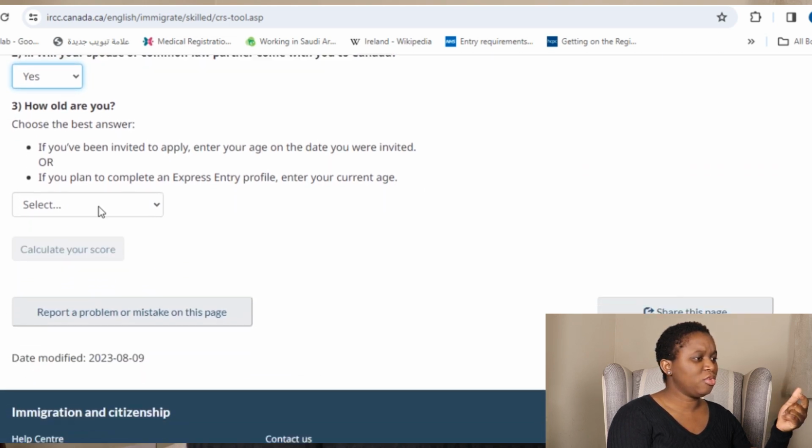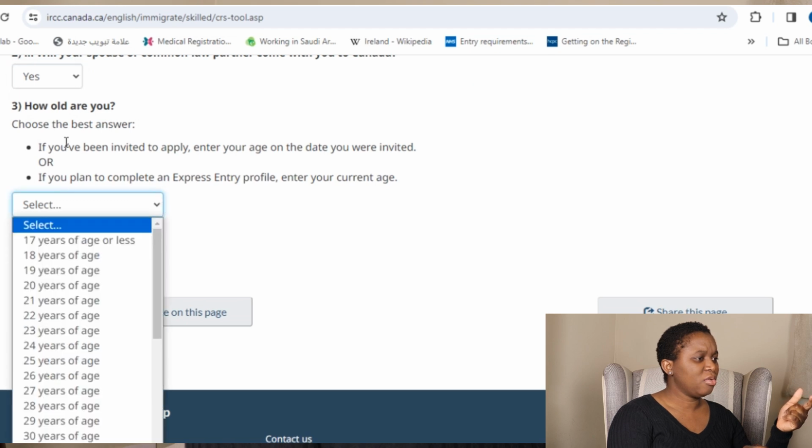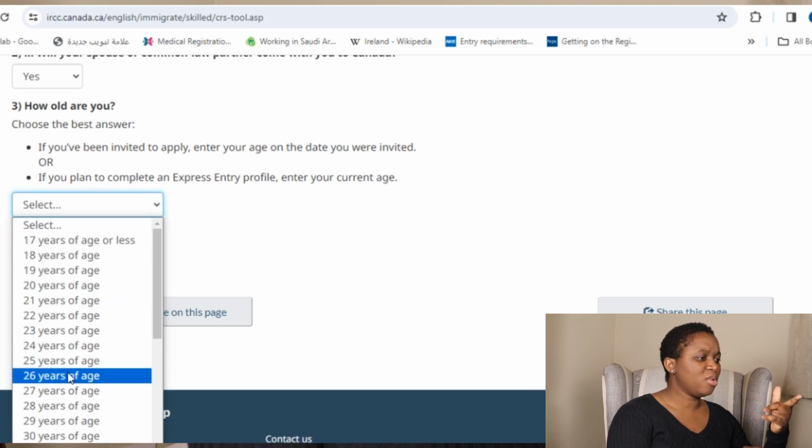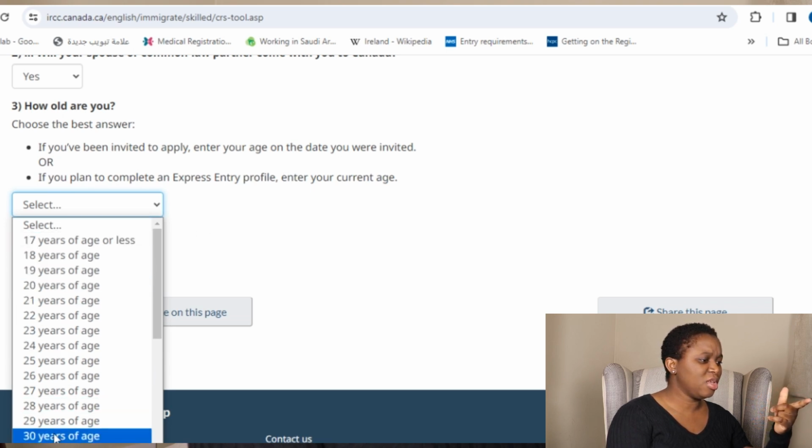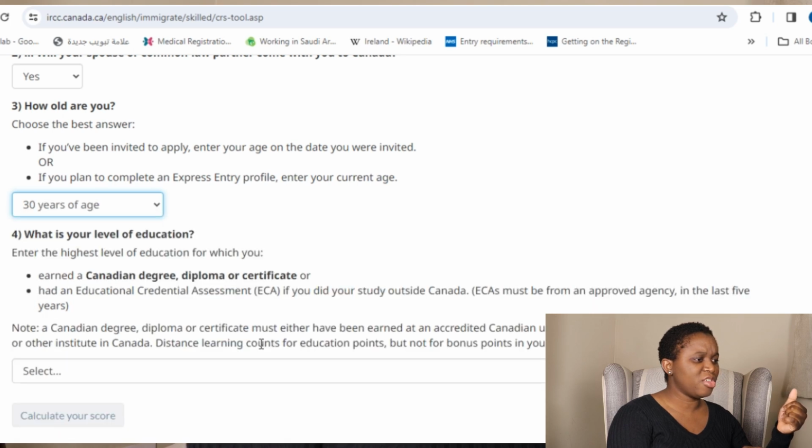How old are you? So you type your age here. Look at that: if you've been invited to apply, enter your age on the date you were invited, or if you plan to complete an Express Entry profile, enter your current age. So what's your age? It's either 17, 18. I'm just going to say my age is 30.